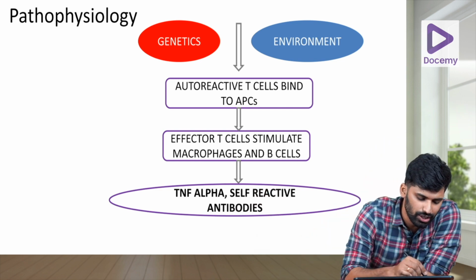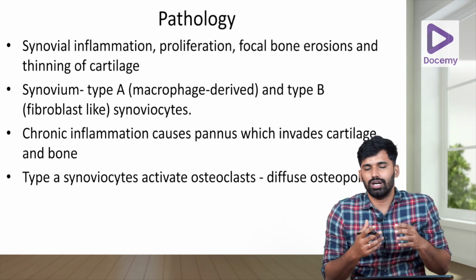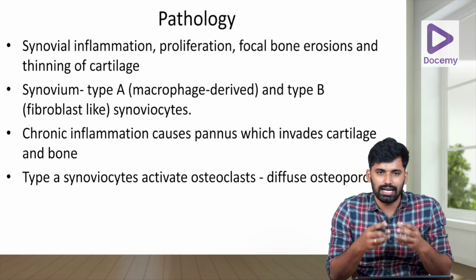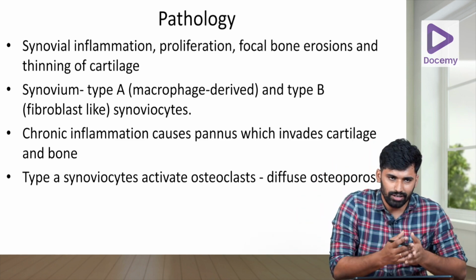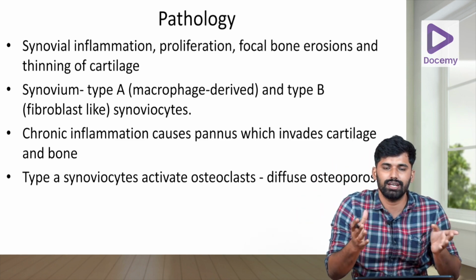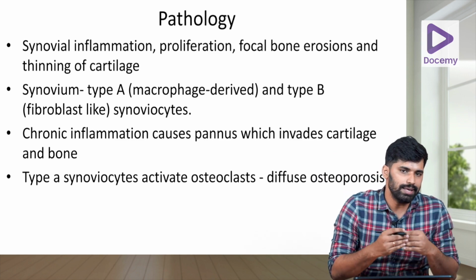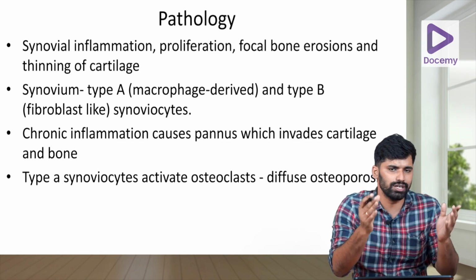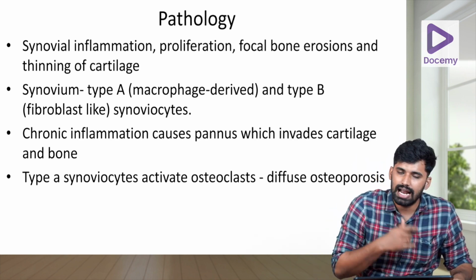What happens to the joint? Now the joint is lined by the synovium. The joint contains cartilage, the synovial fluid, the synovium. The synovium maintains the internal environment within the joint. What are the types of cells in this lining of the joint, the synovium? There are two types of cells, type A and type B.